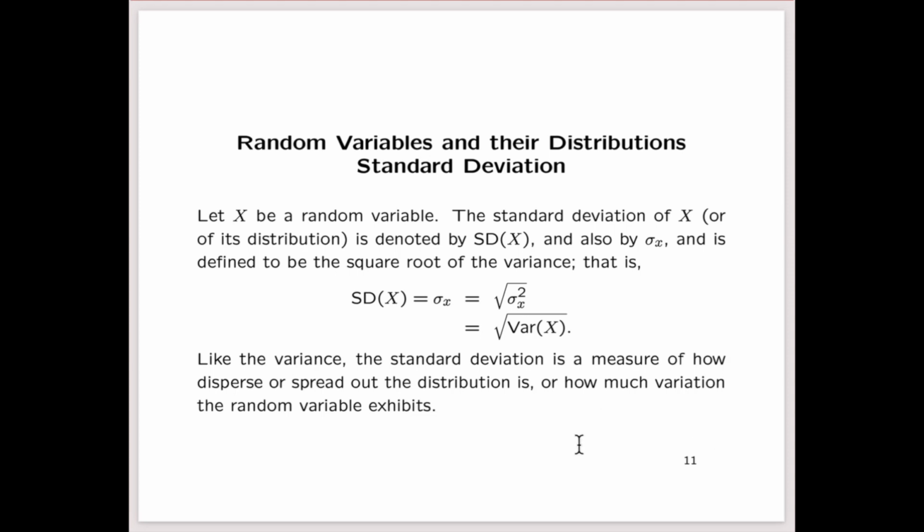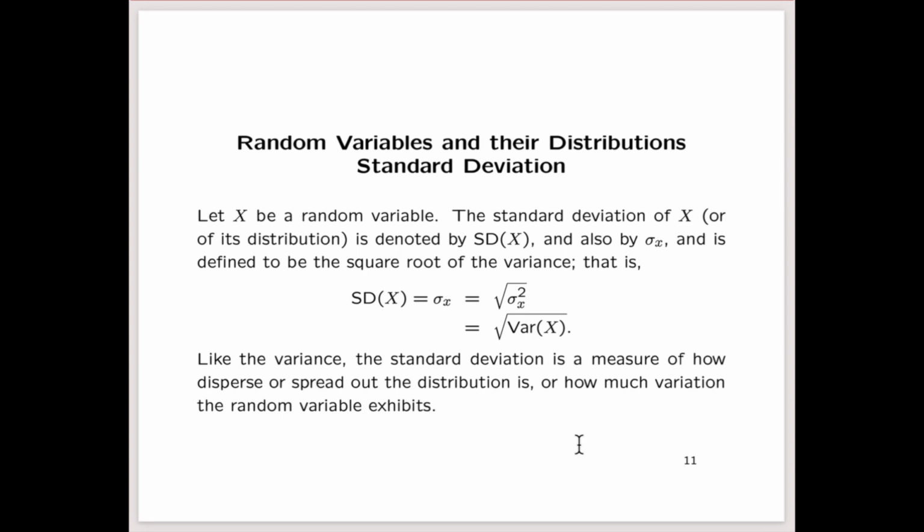Now, the variance has as units of measurement the square of the units of measurement of the original random variable. And sometimes, that can be confusing in terms of how to interpret that, right? And so we might like a measure of variability that has the same units as the original random variable. Now, one way to obtain that would be to take the variance, which has units that are the square of the original random variable, and then just take the square root of the variance.